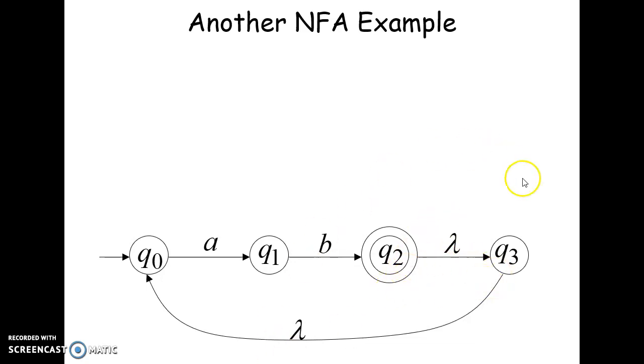This is the first lambda transition, which leads from Q2 to Q3, and the second lambda transition leads from Q3 back to Q0. So you can see this is making a cycle. So you go back to Q0 and then you can start over taking an A or a B again.